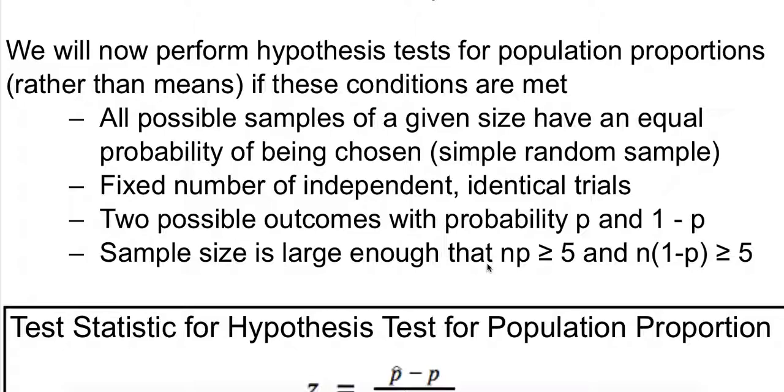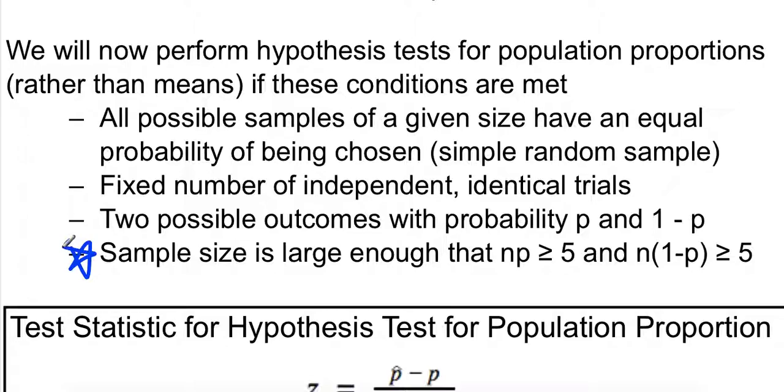We can do proportions. This is the criteria that we need to have. We need to have all possible samples of a given size have an equal probability of being chosen. That's our definition of simple random sample. We have to have a fixed number of independent identical trials. There can only be 2 outcomes, one with a probability p and the other one 1 minus p, so no other outcomes. And then this last one is really key, and we're going to do quite a bit of checking on this.